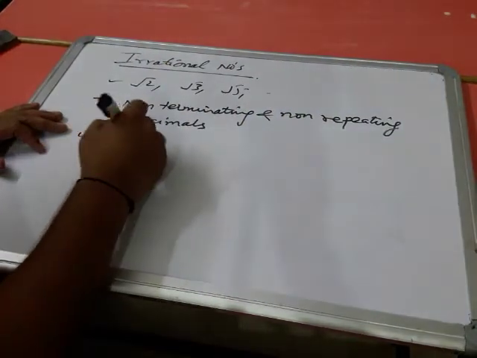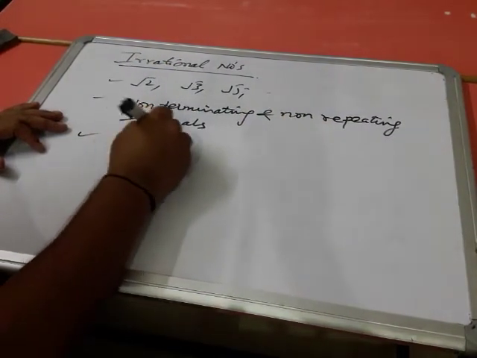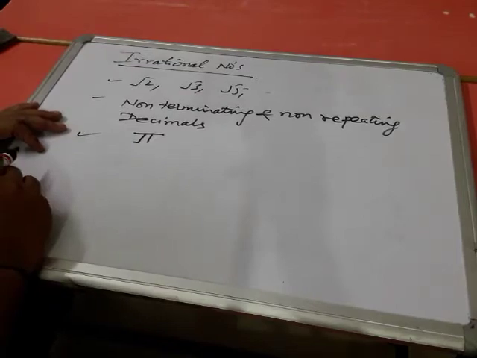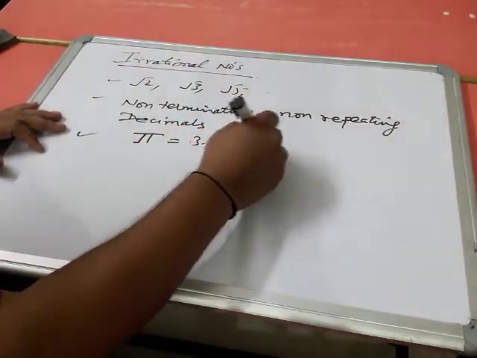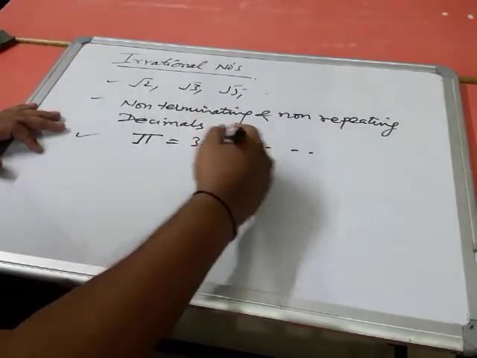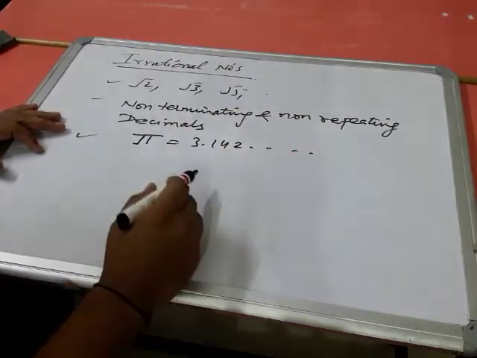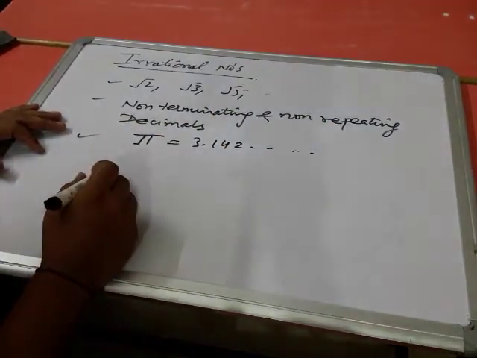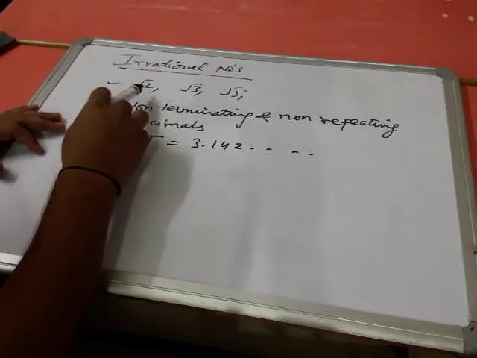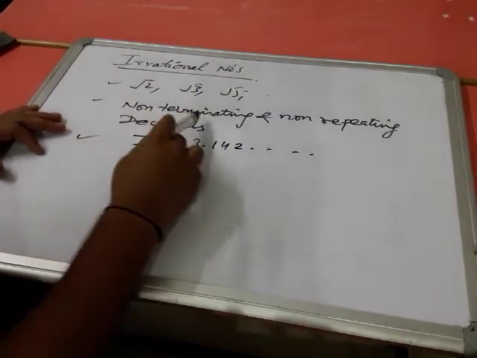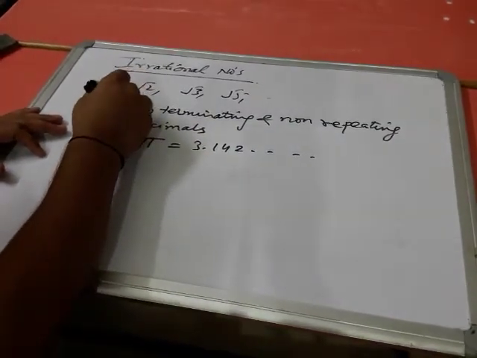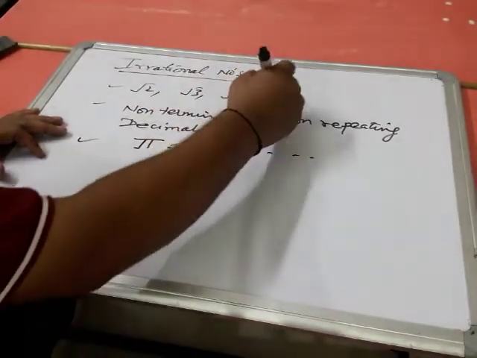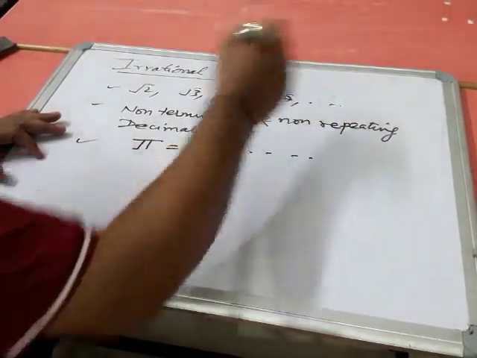And one of the important examples is pi. Pi is also an irrational number. There is no repetition in the value of pi. We can find out its value as many times as we can. So irrational numbers are simply those whose decimals are non-terminating and non-repeating. Examples are square root 2, square root 3, square root 5, square root 7, etc.